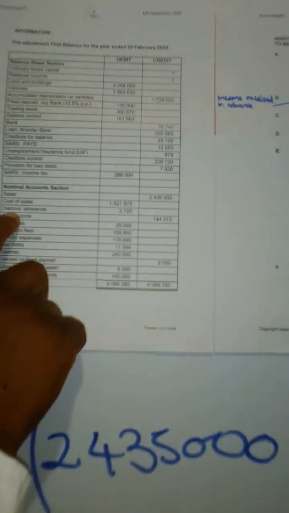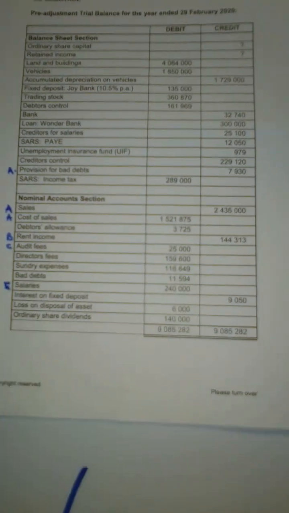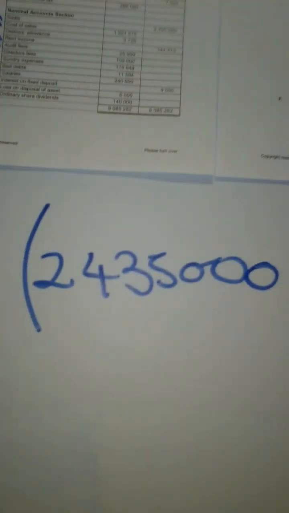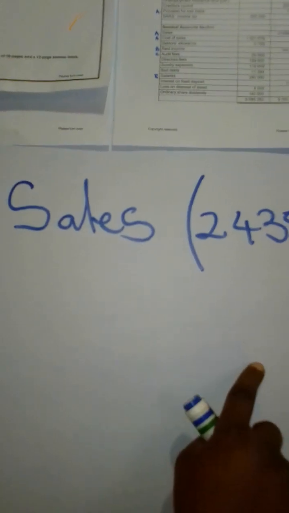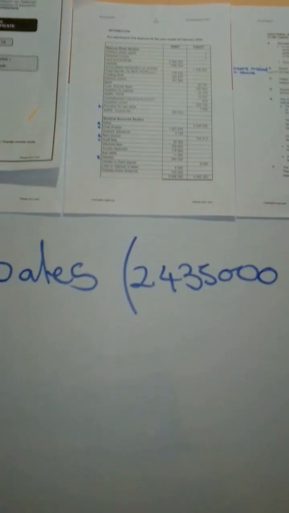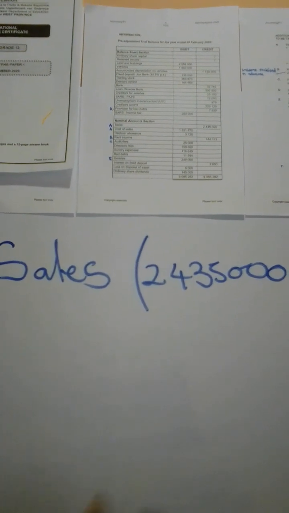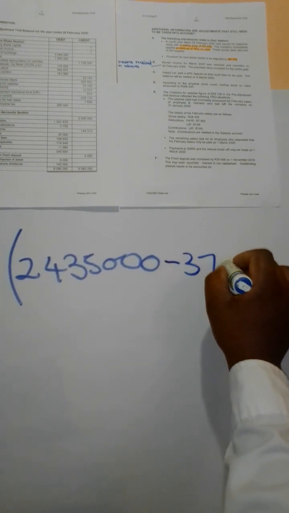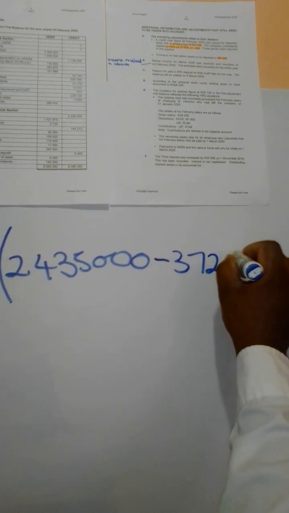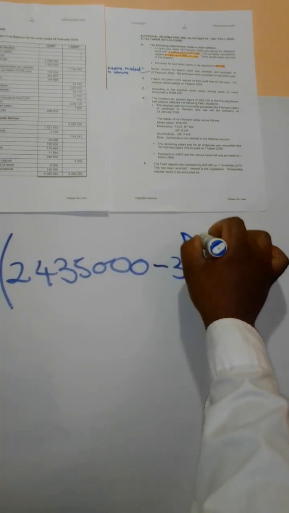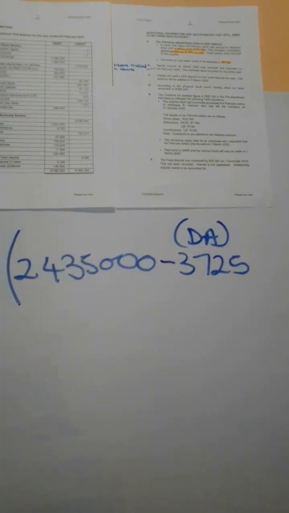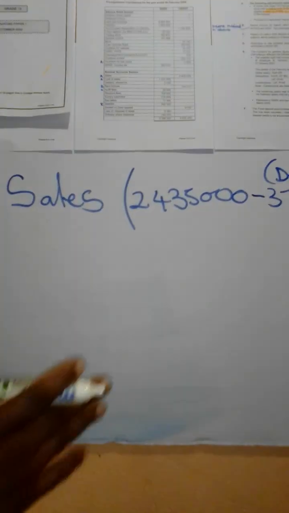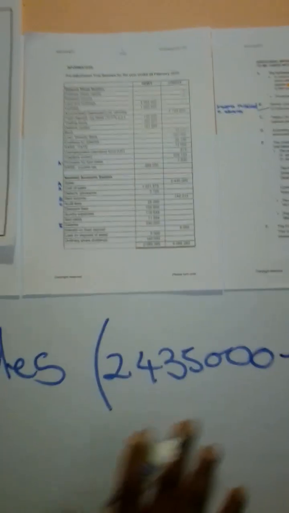Okay, and then if we now go on to the other information that is given there, we can see that we also have debtors allowances, and debtors allowances do affect our sales. They reduce our sales. We are supposed to subtract the debtors allowances from our sales. So we minus the 3,725 for debtors allowances. And then before we move on, we have to check again on the adjustments if there is anything else which is going to affect our sales.